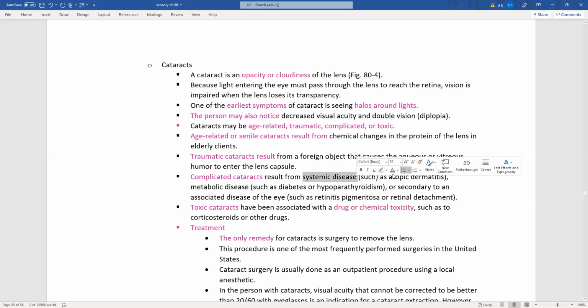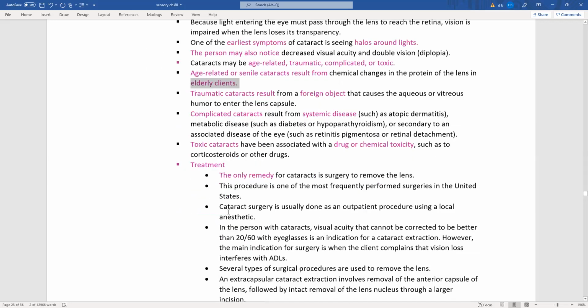Complicated, systemic disease. Traumatic, foreign object. And then age related, chemical change in the protein of the lens, and elderly clients. I'm going to highlight elderly clients.